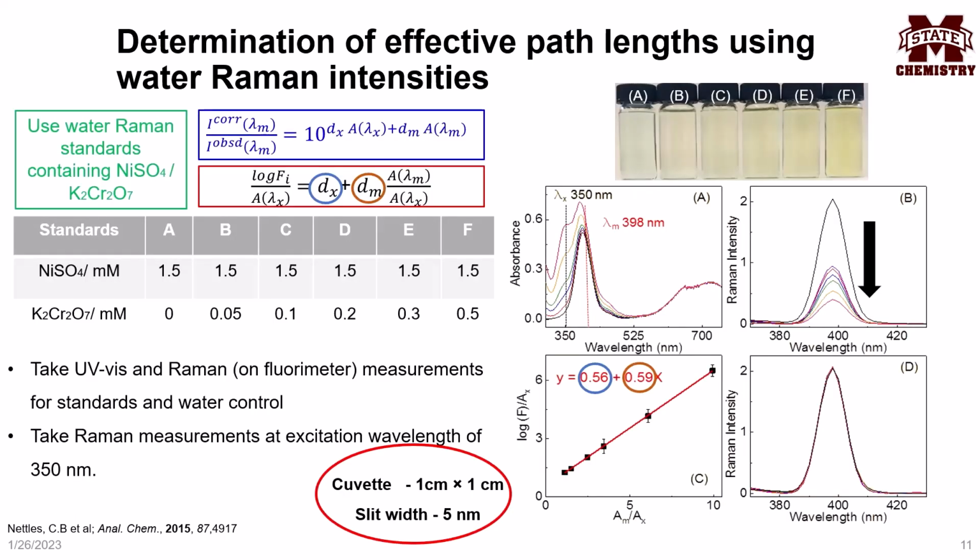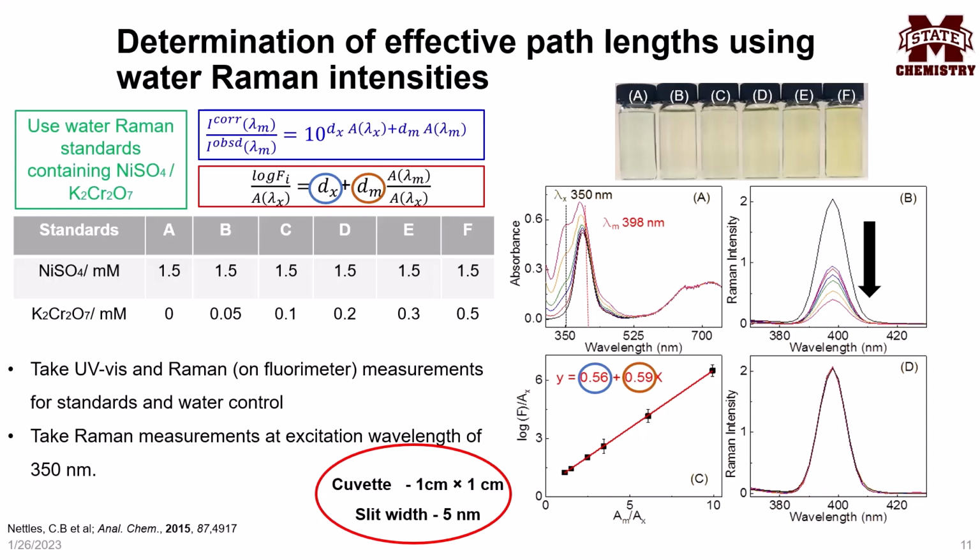Let's look at the procedure for water Raman standard preparation. Here we have used two chromophores, nickel sulfate and potassium dichromate. The reason for using two chromophores is discussed in detail in the publication. The final concentration of nickel sulfate should be constant in all the standards. The potassium dichromate is changed from 1 to 0.5 millimolar.